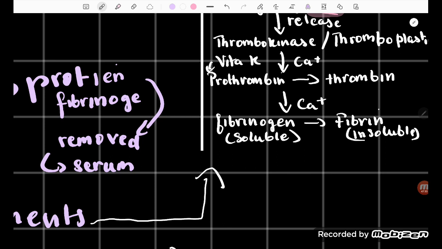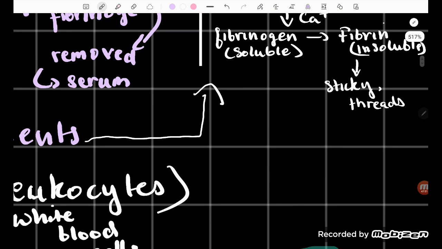And this fibrin is like a thread-like structure, and these thread structures are very sticky. These sticky threads bring all the cellular matter together and press out the fluid. So the serum is formed. Let me do it in a diagram form.